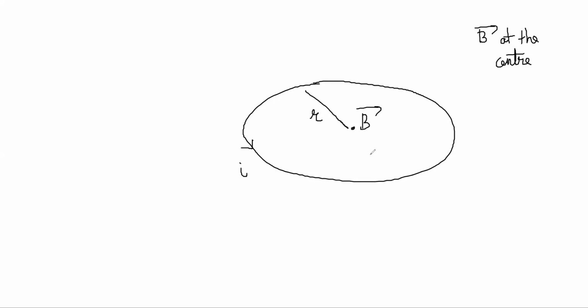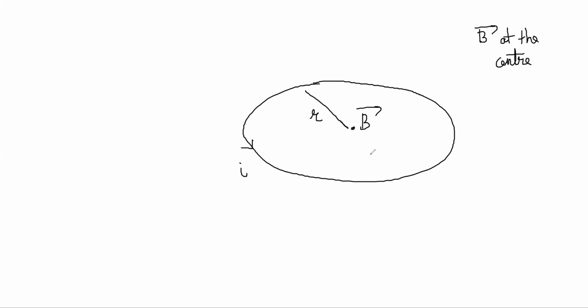I don't even remember that, so I'll just do the integration. So mu naught I by 2 pi d. The answer is wrong. Mu naught I by 2 pi d is wrong, that is for a straight wire.